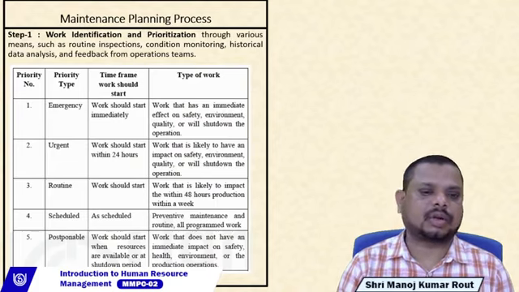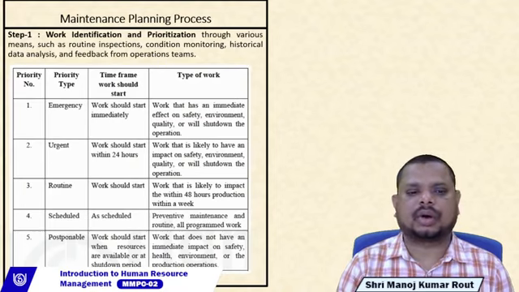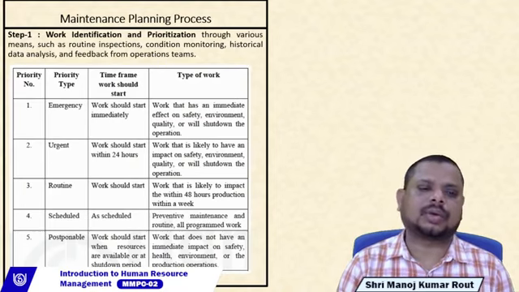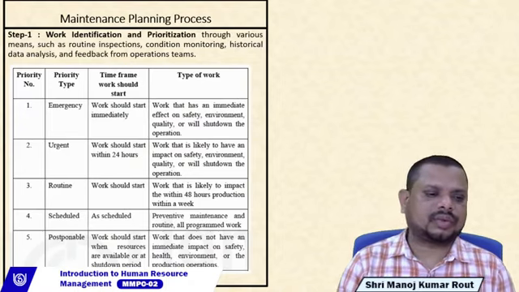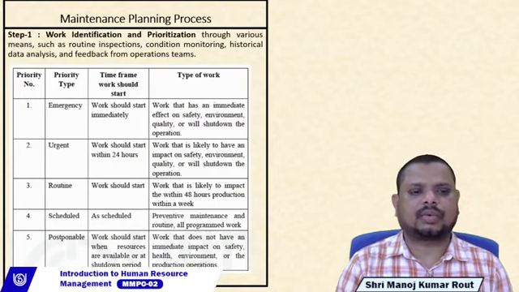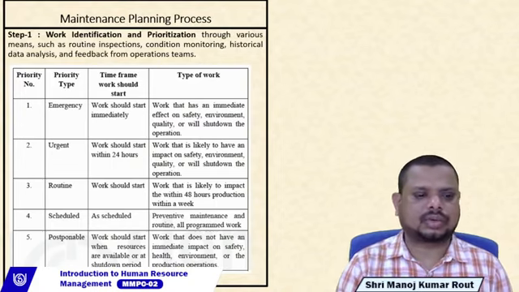The next important part is the environment, then the quality of the product, or work that will shut down the operations. This is known as emergencies. Similarly, the next one is known as urgent. In terms of time frame, work should start within 24 hours.